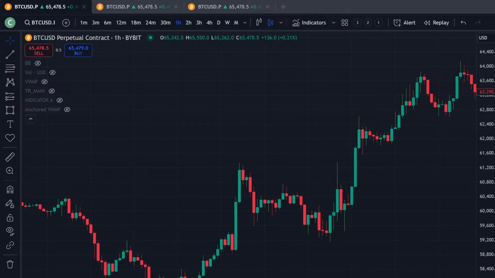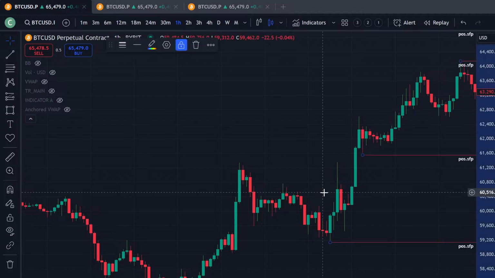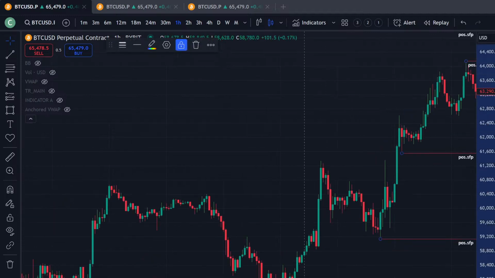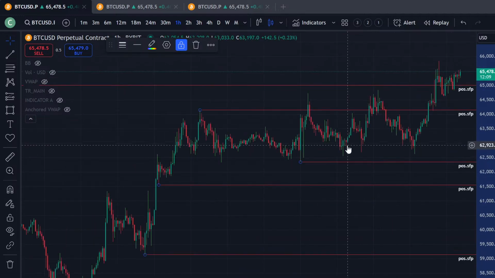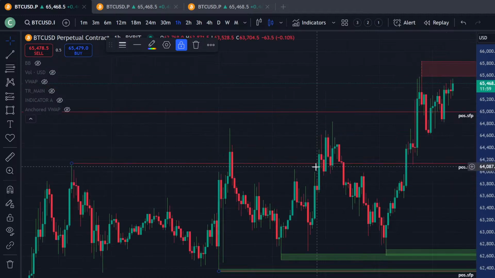Okay, so we are done with the demand and supply. Then we're going to use possible swing failure patterns. Basically, we put them above what we find as buying and selling tails. So we turn on our buying and selling tails, and this is a possible swing failure pattern. There could be a possible swing failure pattern at this one as well, but they are so close, and this is basically the bottom of the consolidation. So this is where I expect us to find a swing failure pattern.